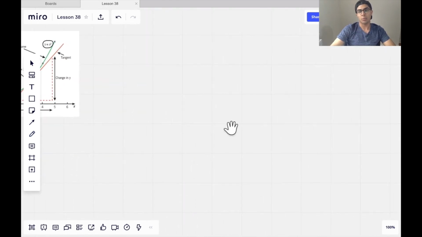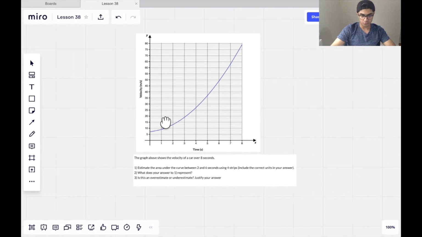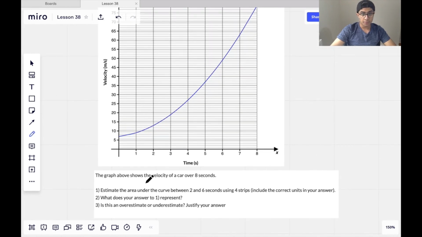Okay, we've got another question. The graph shows the velocity of the car over 8 seconds. This actually isn't shown here, but what would the gradient here represent? Well, if it's velocity time, that's acceleration again, and if it was the gradient at time equals 4, that'd be the instantaneous acceleration at time equals 4.